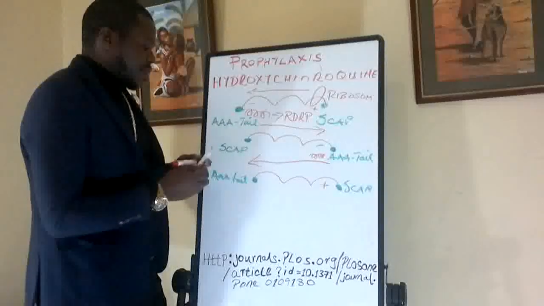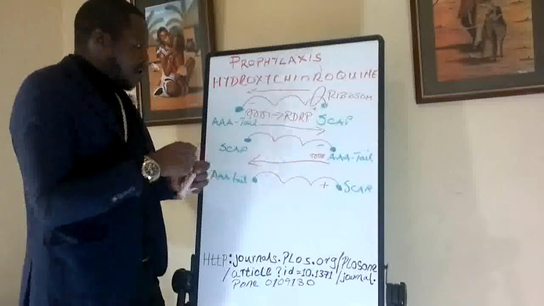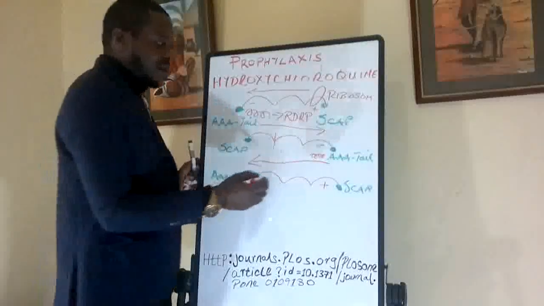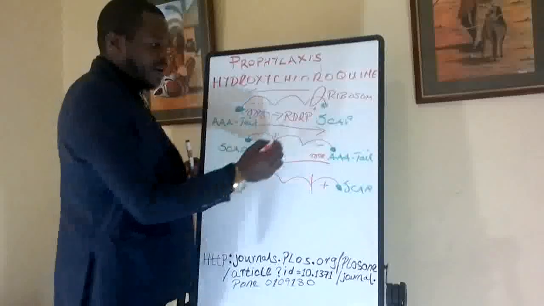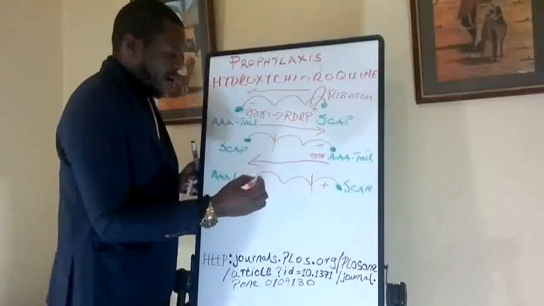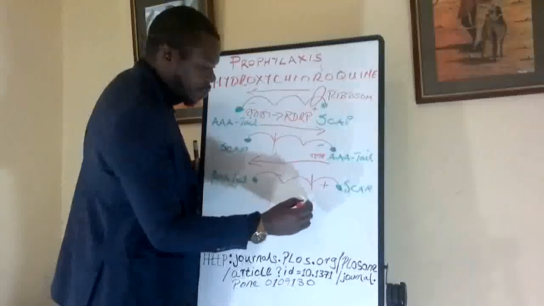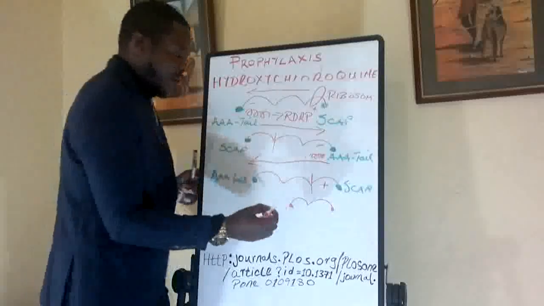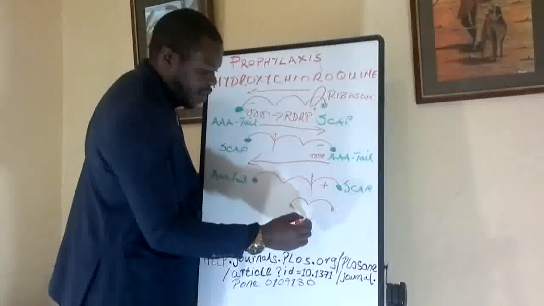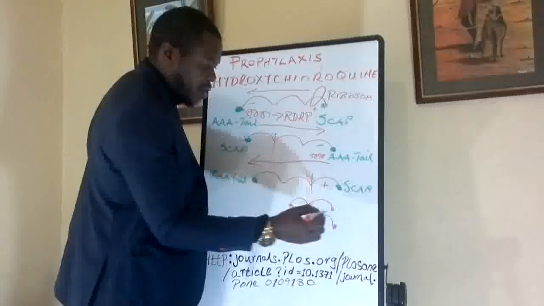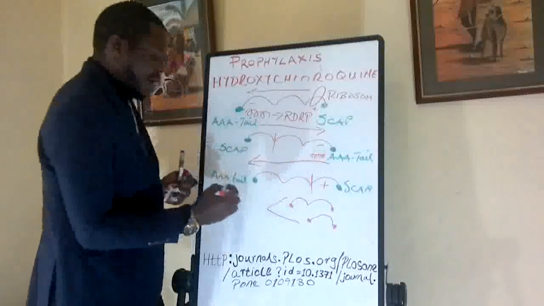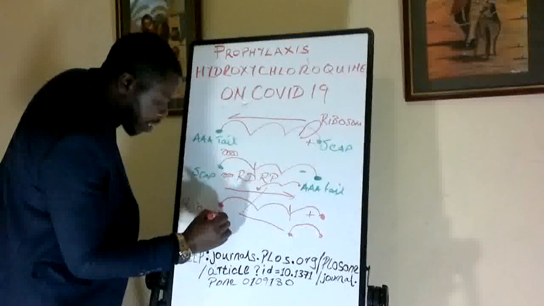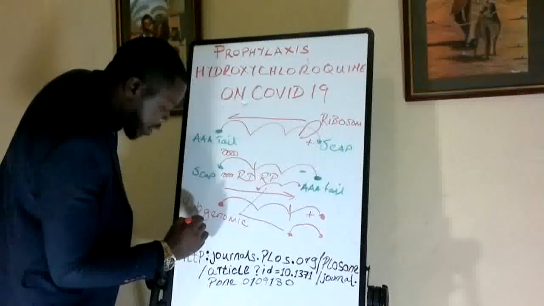Interestingly, this RDRP, at times it stops here, at times it stops here, creating shorter pieces of RNA. So on the first one, it stops there, creating that piece of RNA. On the second one, it might stop there, creating that piece of RNA. Now, these pieces of RNA are called subgenomic RNAs.